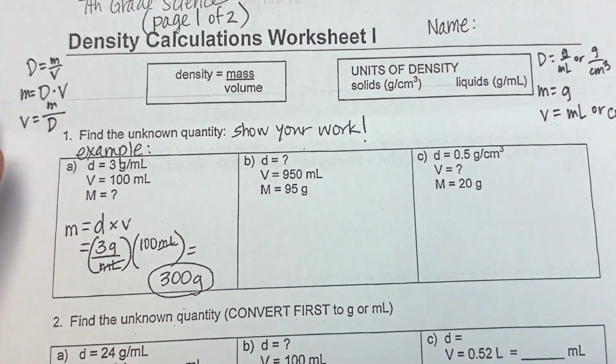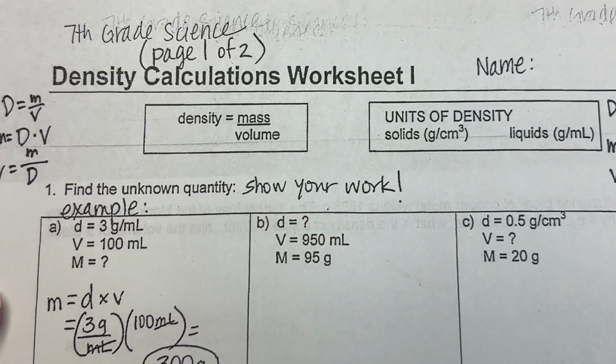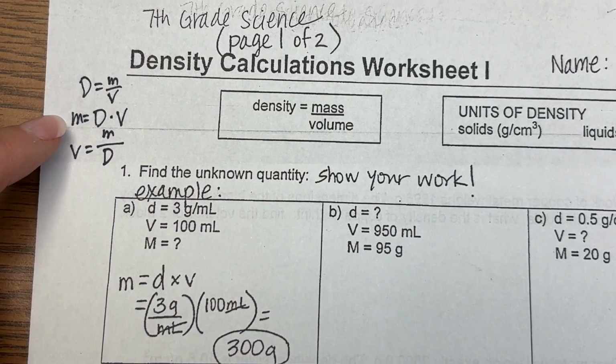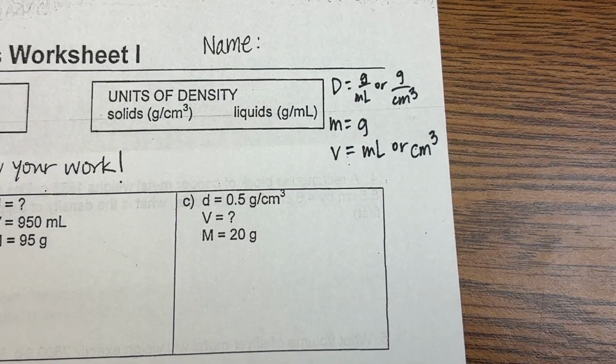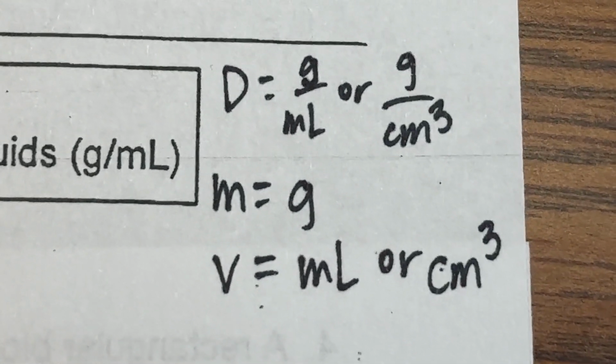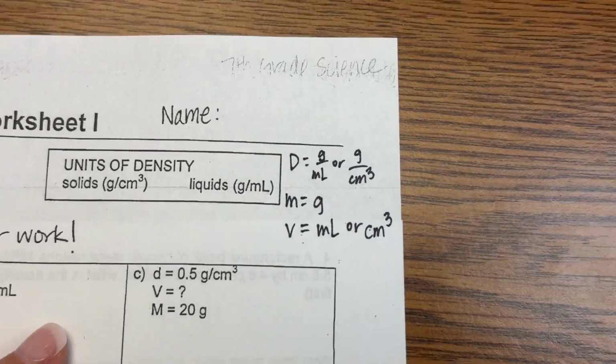Okay, this is video number 2 for 7th grade science density calculations worksheet 1. You should already have your equations written down for each of the 3 different variables and your units for each one. That is grams per milliliter or grams per centimeters cubed, grams, and milliliters or centimeters cubed.